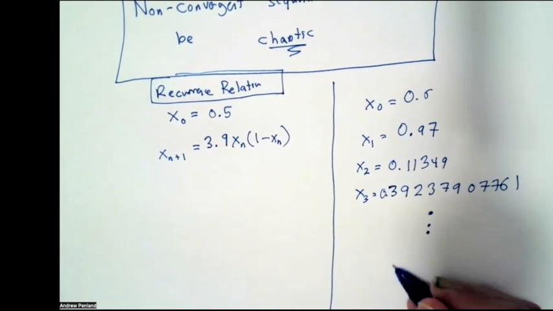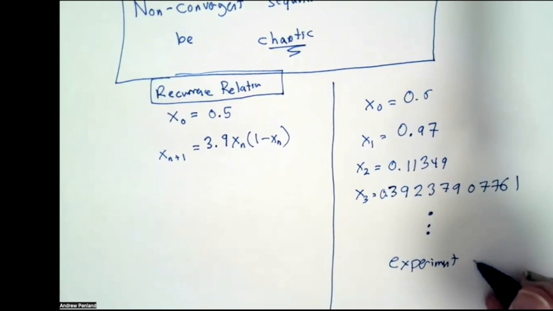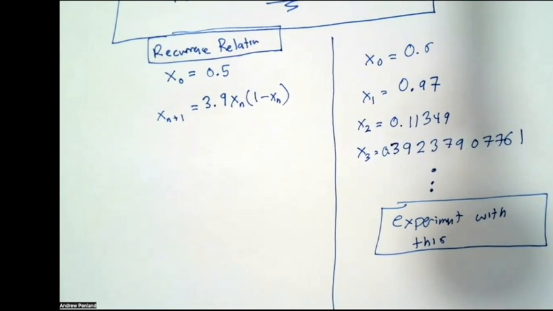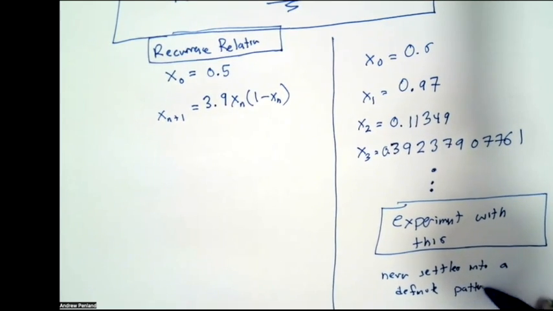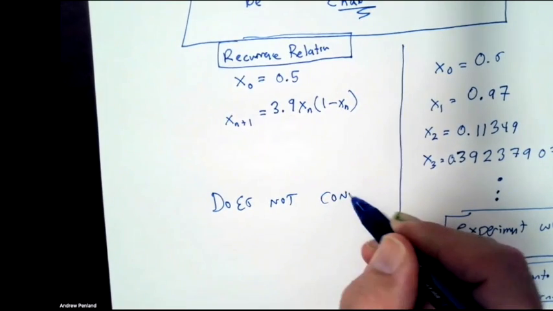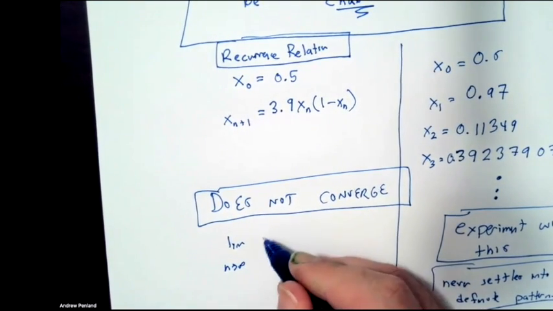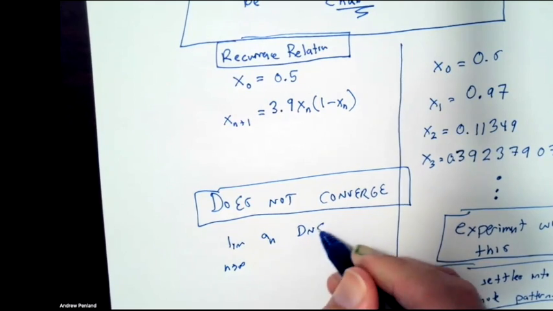So I encourage you to continue to experiment with this. Perhaps you can use a spreadsheet, but this never settles into a definite pattern. And there's no value that it's tending towards, so this does not converge. And here we would say the limit as n approaches infinity of a sub n does not exist.